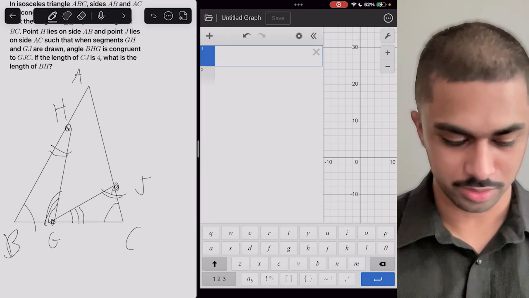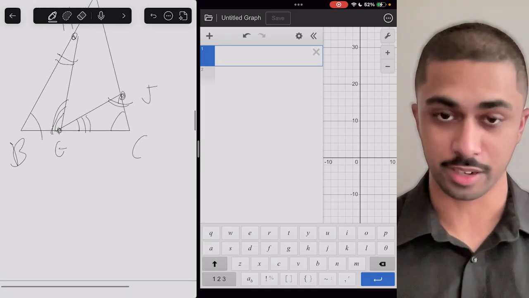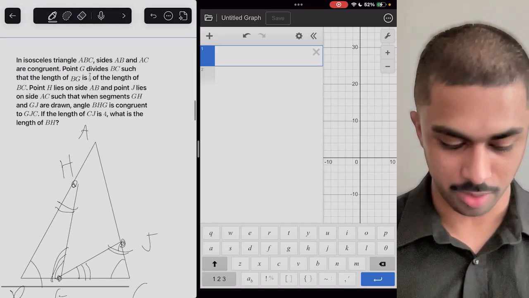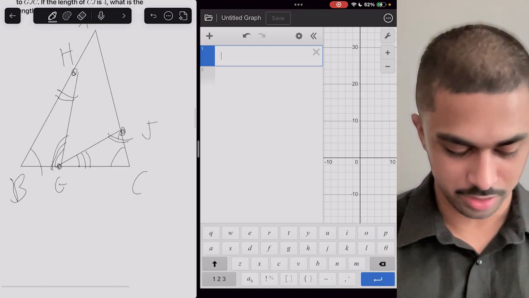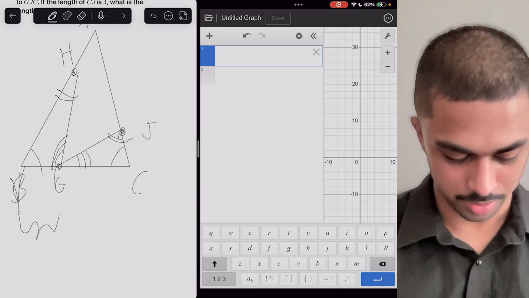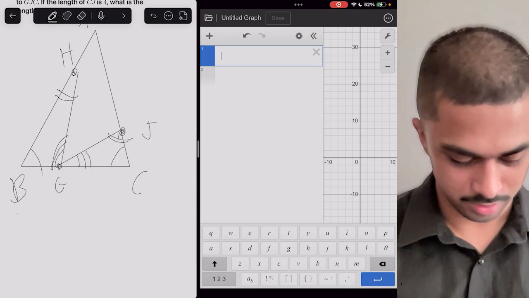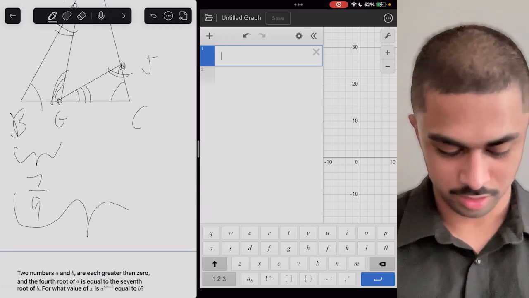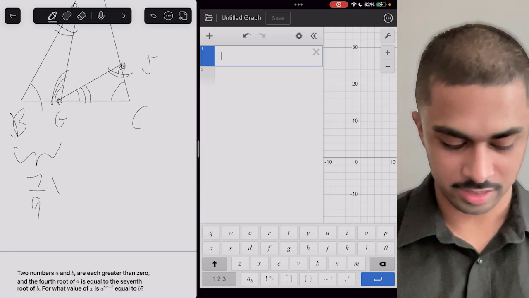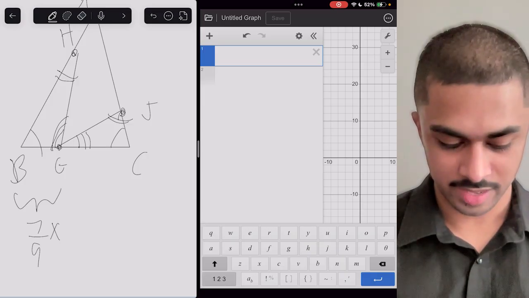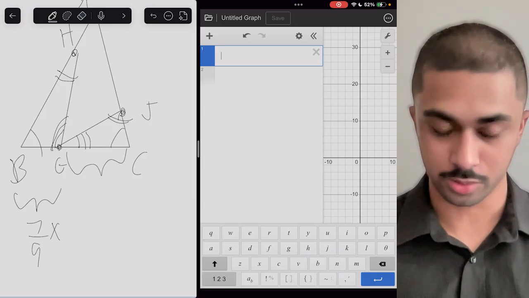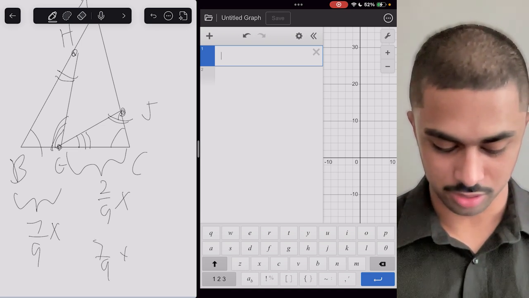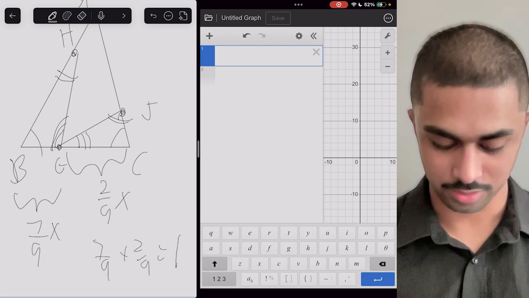And similar triangles are proportional in their side lengths, which is important. Because when we label the rest of this diagram, we realize that BG, this length right here, from here to here, is 7/9 of the entire length. So if the entire length is X, then this would be 7/9 X, and GC on this other triangle would be 2/9 X, because 7/9 plus 2/9 is 1.